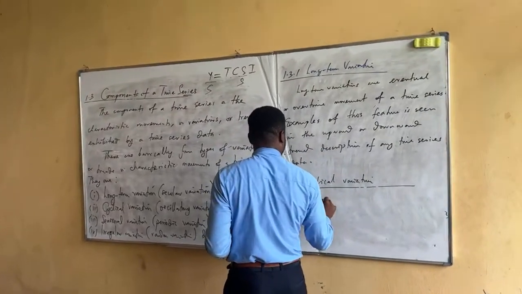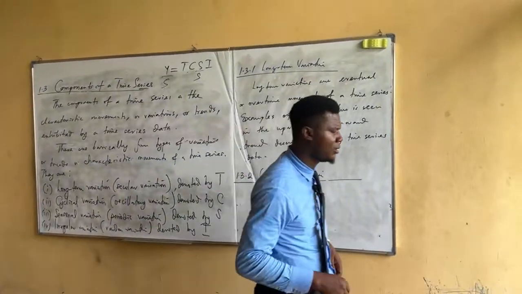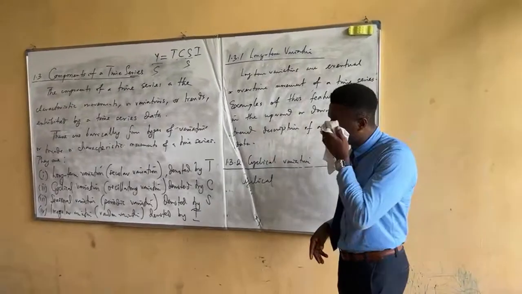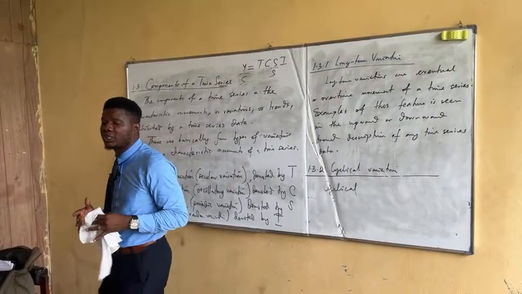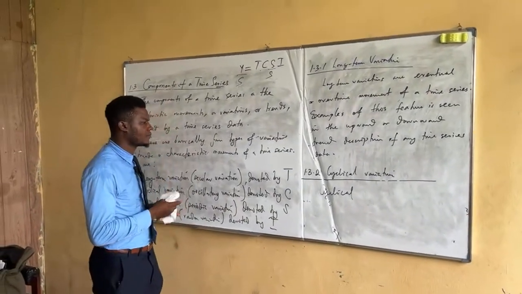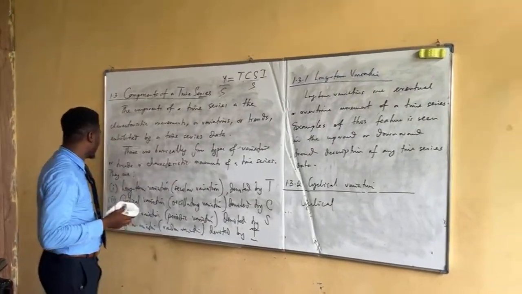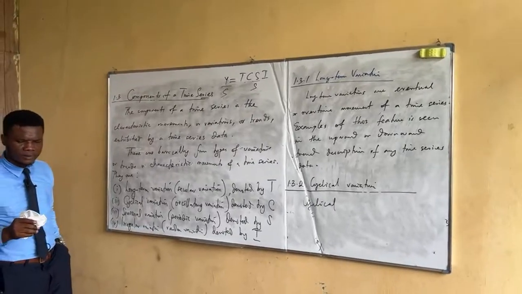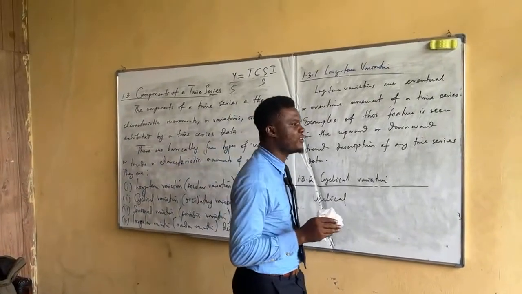Cyclical variation, please write. Let me dictate. Cyclical variations, also called oscillatory variations, are time series components.